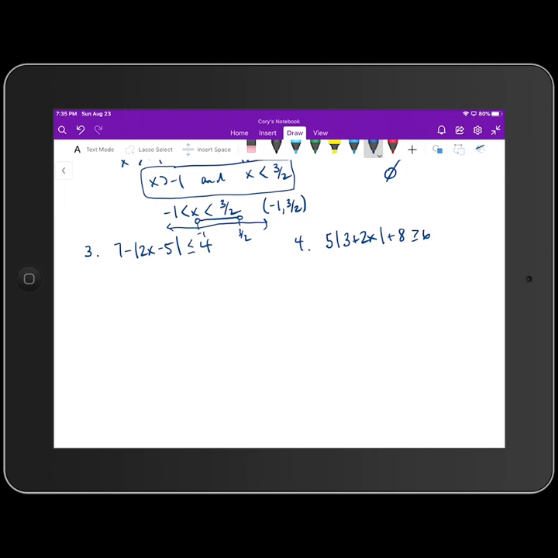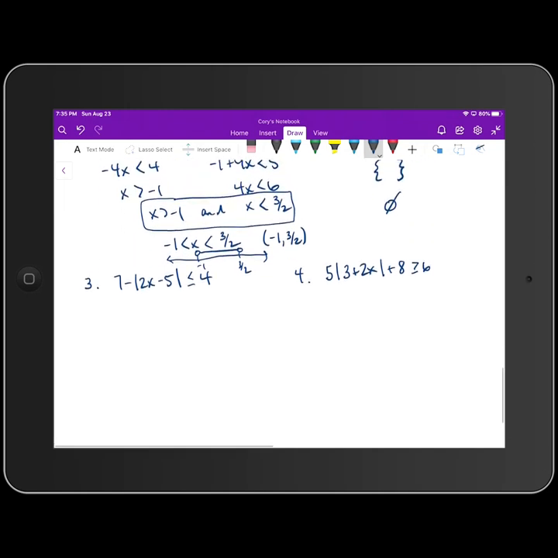All right, so with number 3, we have 7 minus the absolute value of 2x minus 5 is less than or equal to 4. Okay, so again, we want to isolate the absolute value expression. So I'm going to subtract 7 on both sides first. We get negative the absolute value of 2x minus 5 is less than or equal to negative 3. And then I want to get rid of the negative out in front of the absolute value expression, multiplying or dividing both sides by negative 1.